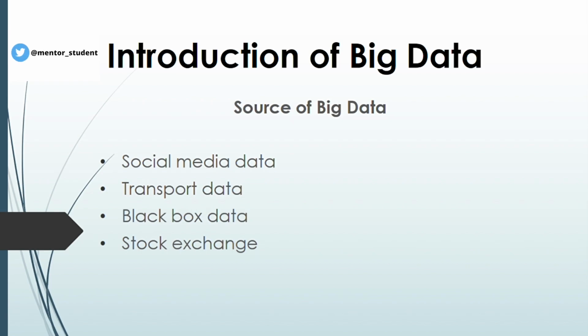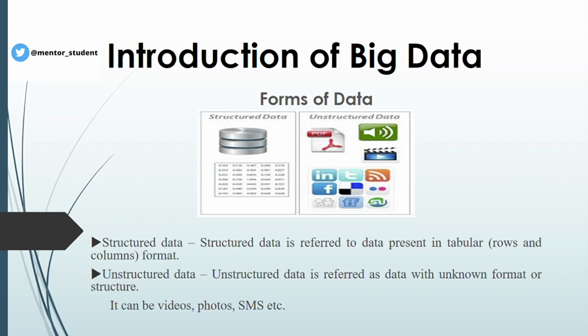And there is a lot of transport data. Transport data means all transportation kind of data is directly or indirectly linked to big data. Another is black box type of data, which means airline kind of data. And next one is stock exchange. Stock exchange type of data means all the variable or invariable functions of the stock exchange depend on big data.